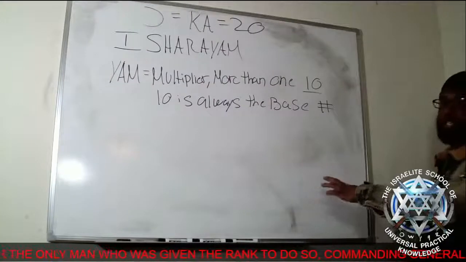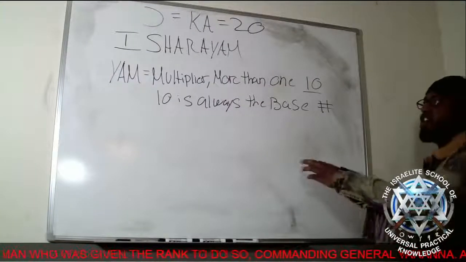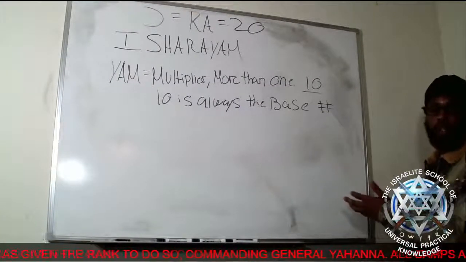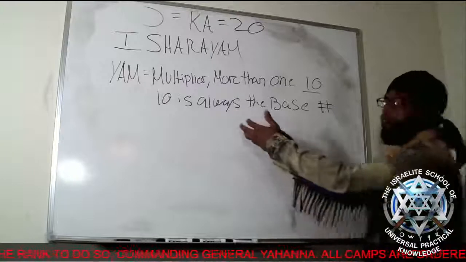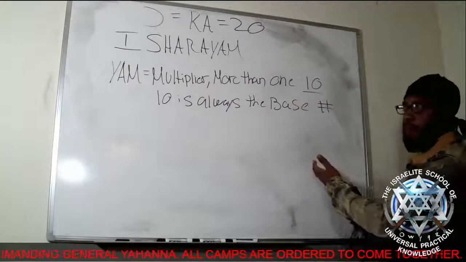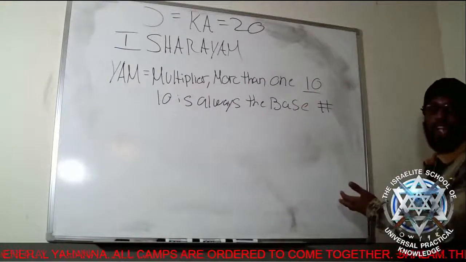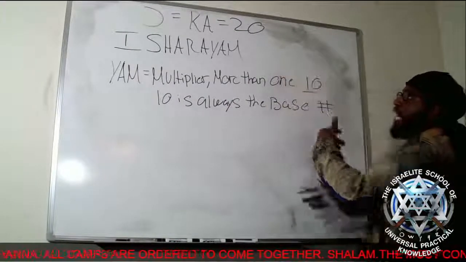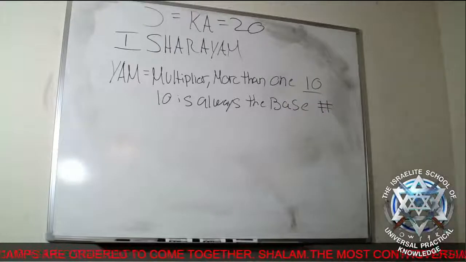This is what your yum is letting you know. Your Asherayim is the number 20. That yum is letting you know that it's a multiplier, there's more than one 10, and your 10 is always the base number in this factor. So now, with that being said, to get to the number 20, how many 10s do you need?